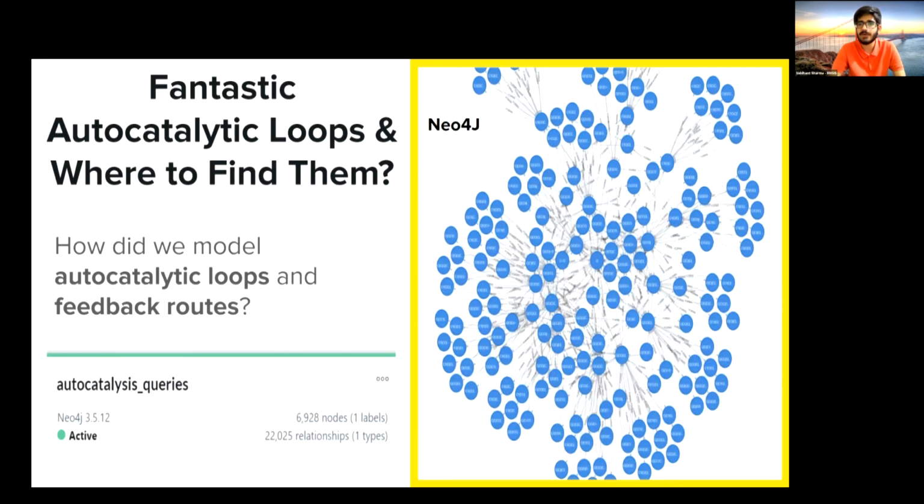Now, the fantastic autocatalysis loop, and you have two more minutes to go. Okay? Yeah, I'm finishing up. This is my last slide.